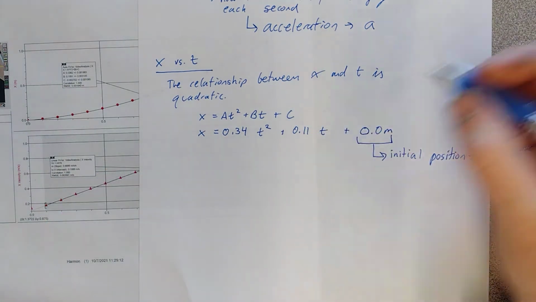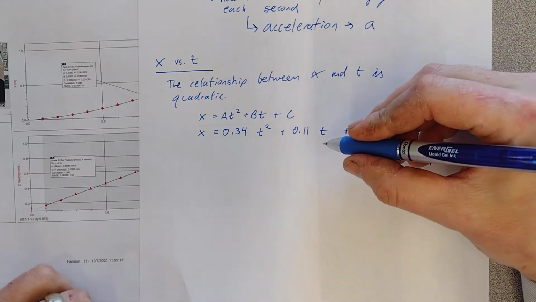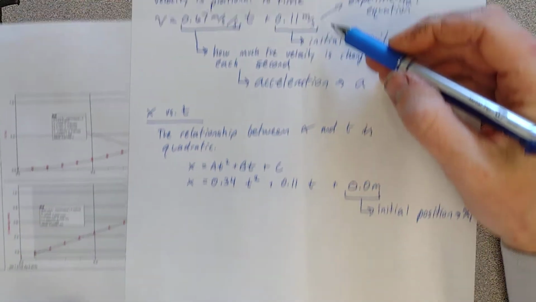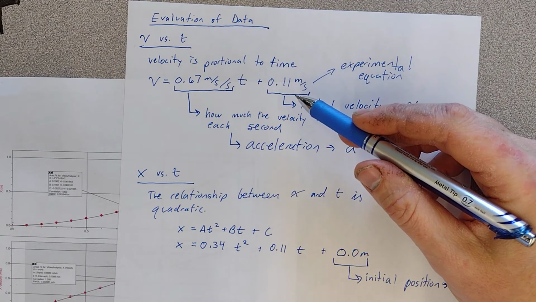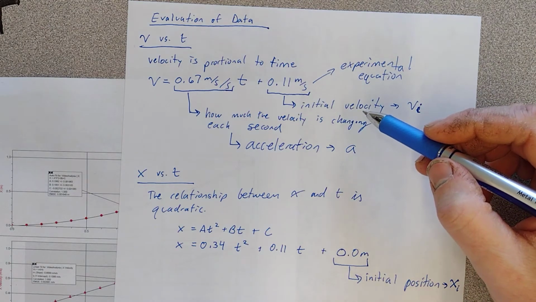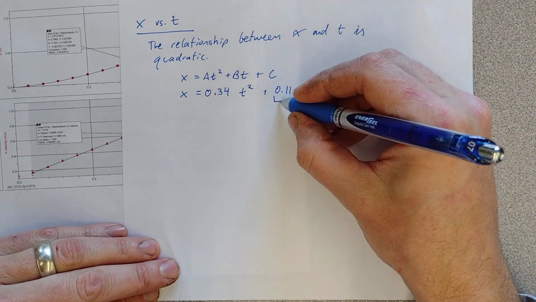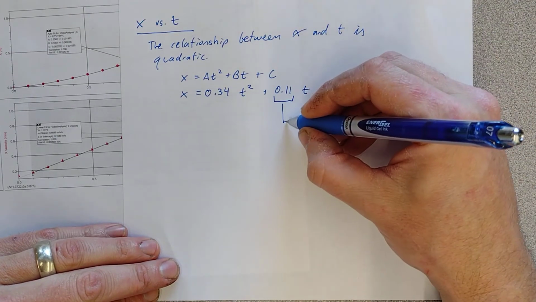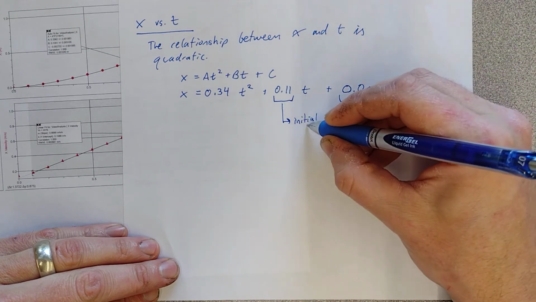Well, 0.11. Where did I see that number before? Oh, I saw it up here. Meters, 0.11 meters per second. That was the initial velocity. Well, it is down here also. So that term is our initial velocity.